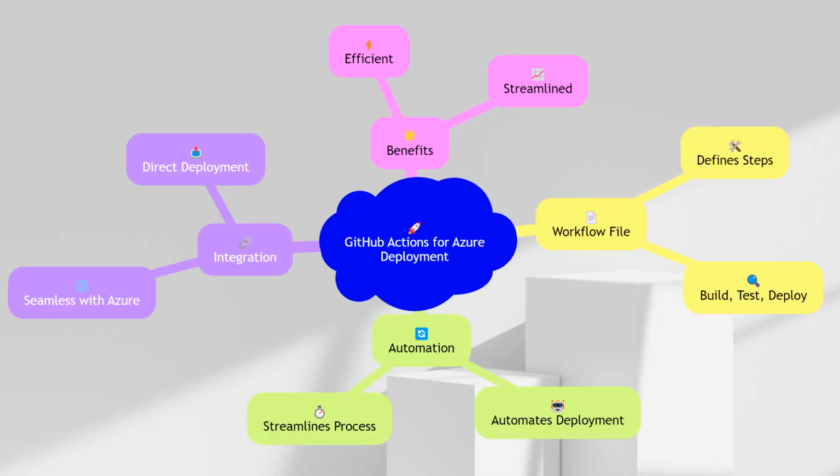GitHub Actions is another powerful tool for deploying code to Azure web apps. By creating a workflow file in your GitHub repository, you can automate the deployment process. The workflow file defines the steps to build, test, and deploy your application. GitHub Actions integrates seamlessly with Azure, allowing you to deploy your code directly from your GitHub repository to your Azure web app. This enables a streamlined and efficient deployment process.